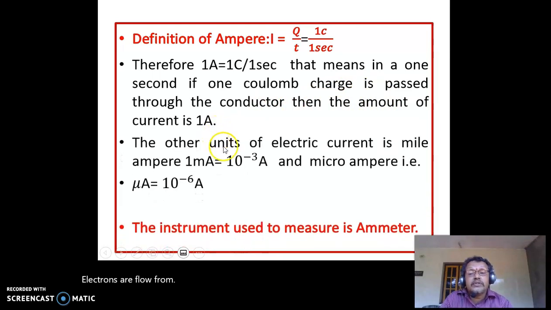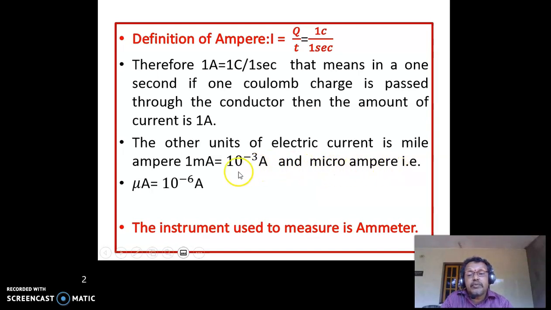Okay. Now the other units of electric current: milliampere. 1 mA is equal to 10 to the power of minus 3 A. These are very simple and very small measurements.